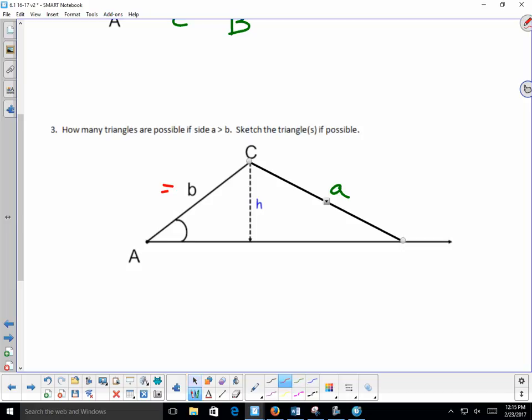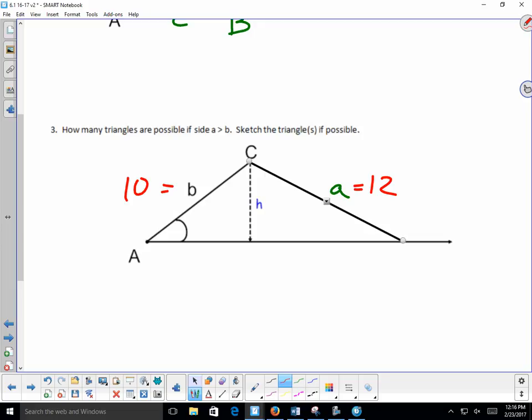Let's throw up some numbers. Let's say B was 10 and A was 12, for example. Then how many places will it hit? Only one place. We're not going to be playing around with different lengths. We're saying, what if side A was a specific length, and that specific length was greater than B's specific length? Does that make sense? So only one triangle possible, and it would look something like this. Everybody agree? All right, what else?